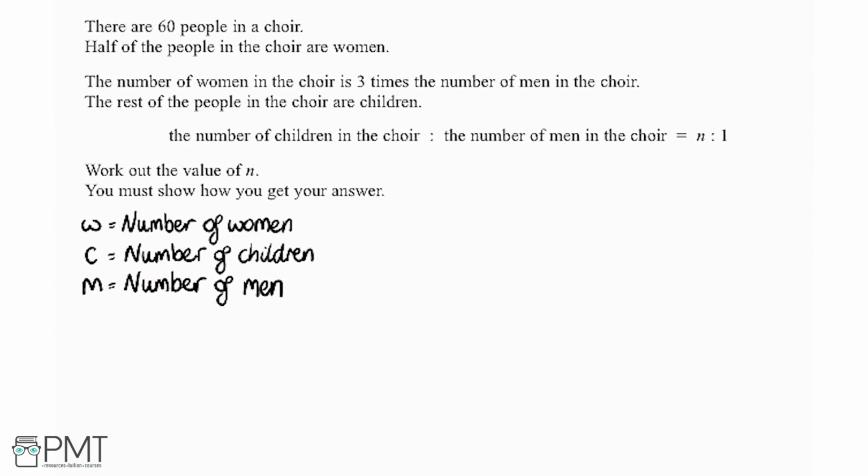Okay, so from that I can say we've got W plus C plus M, because all the women, children and men, when you add them all together, the total is going to be 60, because there are 60 people in the choir. That's great, we've used that line now.